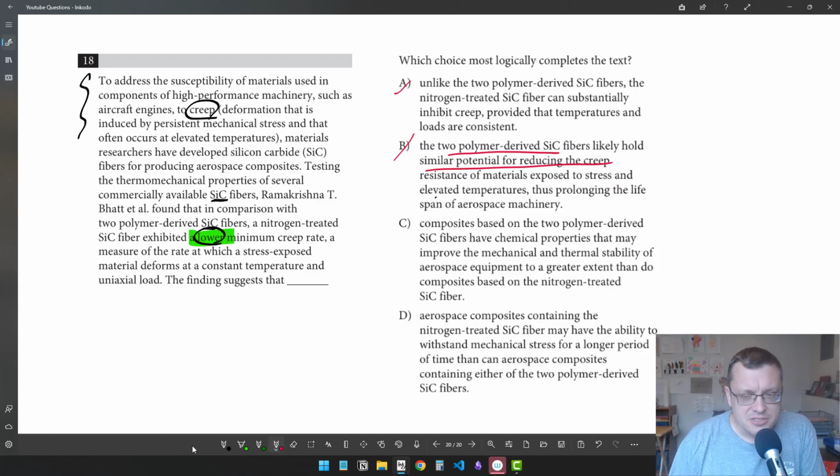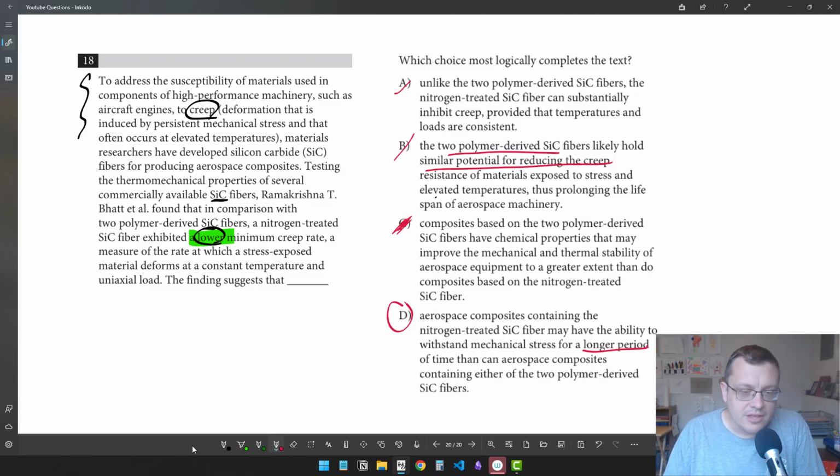C, composites based on the two polymer-derived SiC fibers have chemical properties that may improve the mechanical and thermal stability of aerospace equipment to a greater extent than do composites based. I mean, this just contradicts what the text says. The text says that the nitrogen is better, not that the two polymer ones are better. So it's kind of like B. This is just going against what the text is talking about, where it's already made this claim that the nitrogen is better. D, aerospace composites containing the nitrogen-treated SiC fiber may have the ability to withstand mechanical stress for a longer period of time than can aerospace composites containing either of the two polymer-derived SiC fibers.